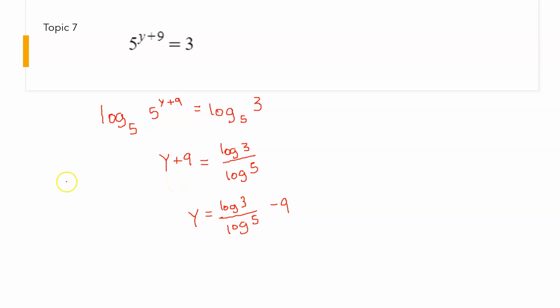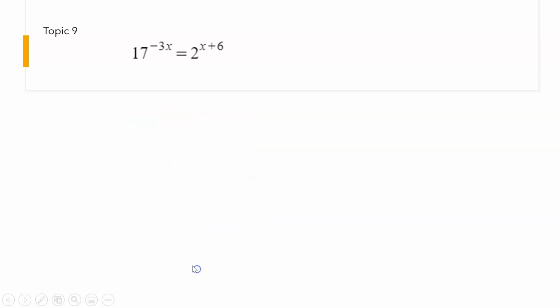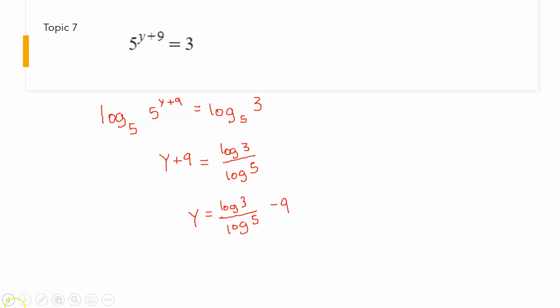So I'm going to do it in my calculator. That will be logarithm of 3 over logarithm of 5. It'll be 0.698 minus 9, it'll be negative 8.31. So y in this case will be negative 8.317, in case that you were asked to round your answer to the nearest thousandth.